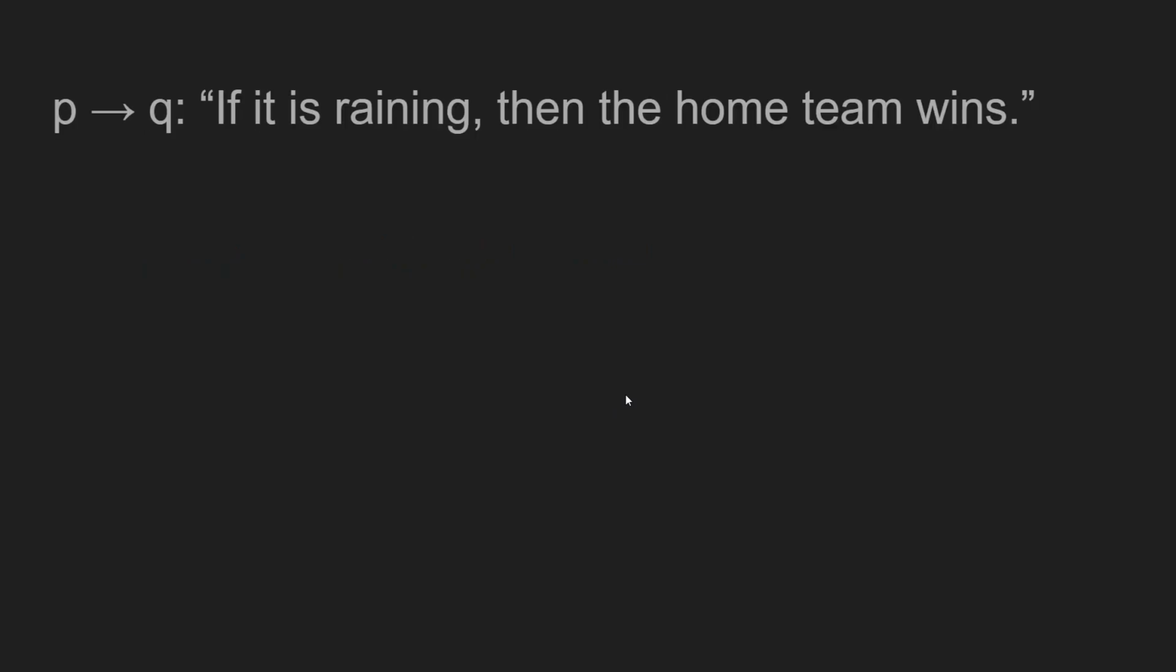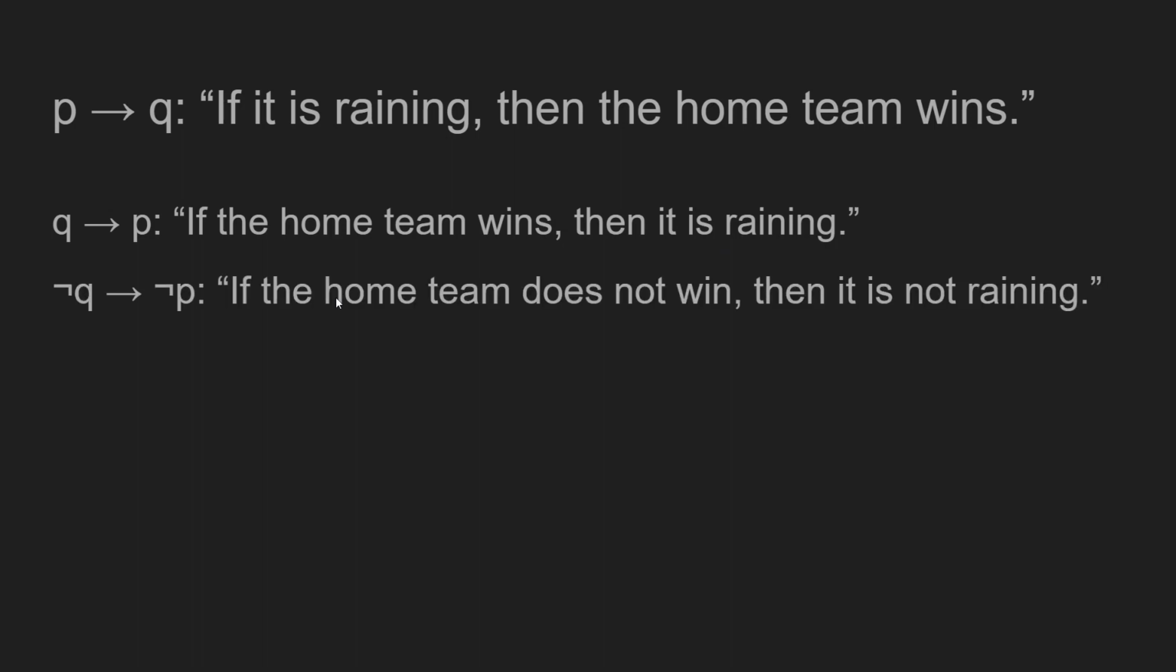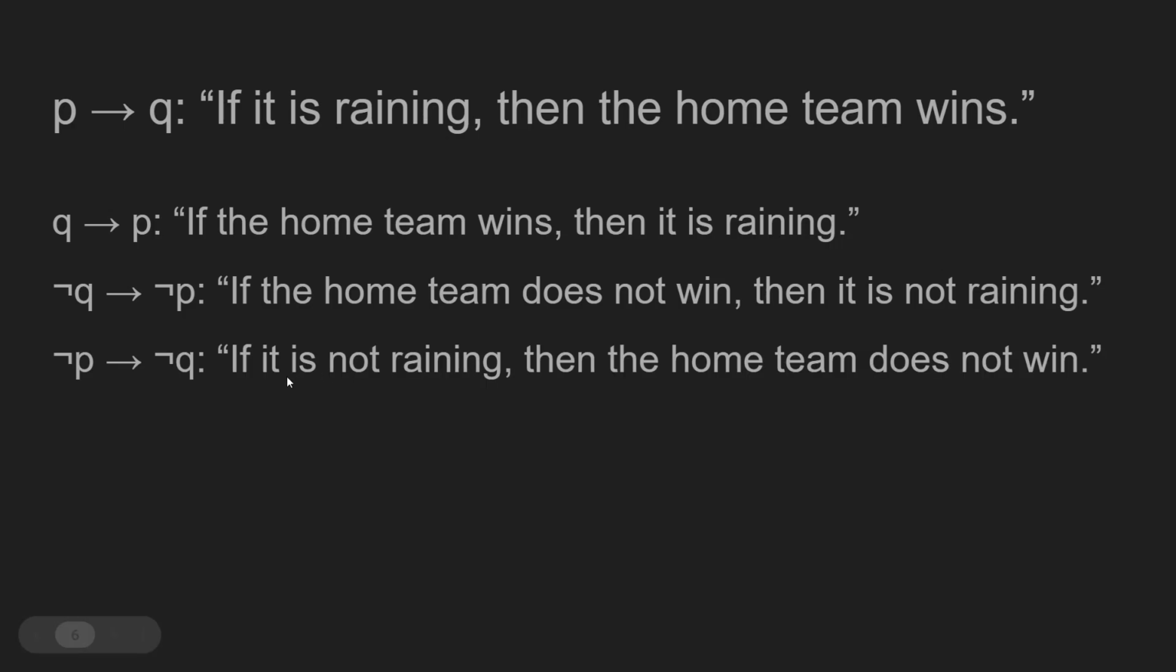Let's see an example. The conditional statement is if it is raining, then the home team wins. The converse is if the home team wins, then it is raining. The contrapositive is if the home team does not win, then it is not raining. And the inverse is if it is not raining, then the home team does not win.